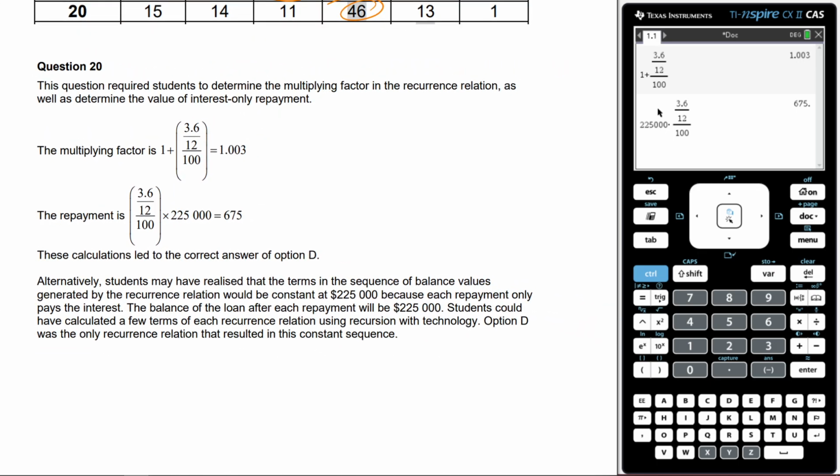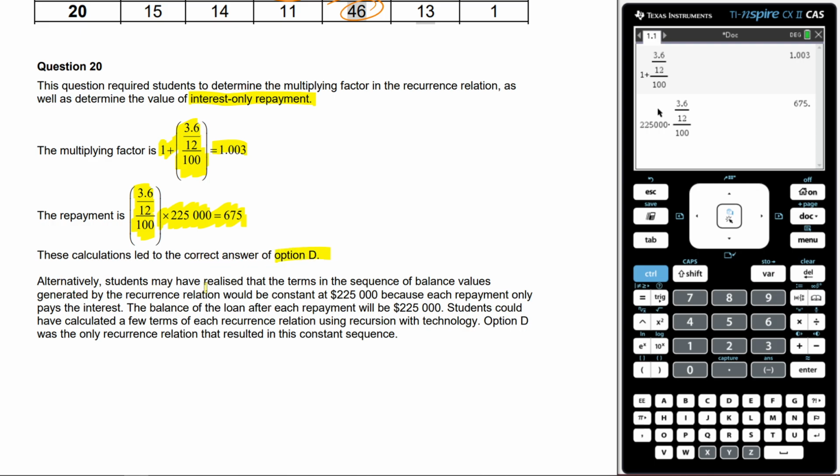Let's get our highlighter out. This question required students to determine the multiplying factor in the recurrence relation, as well as determine the value of an interest-only repayment. The multiplying factor is 1 plus 3.6 over 12 over 100, which is this. The repayment is 3.6 over 12 over 100 times the initial amount, which is 675. These calculations led to the correct answer of option D.